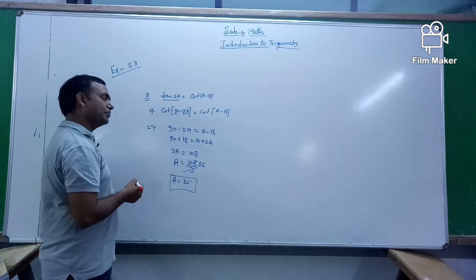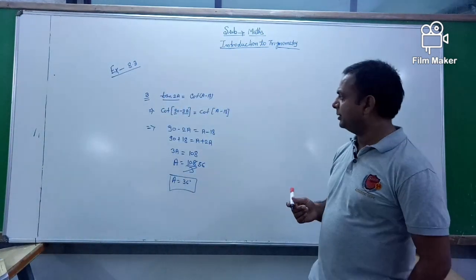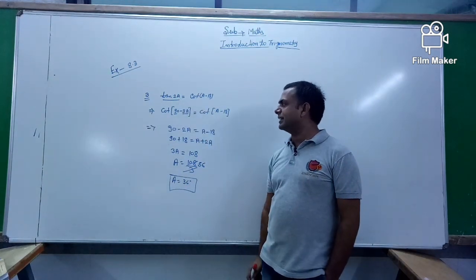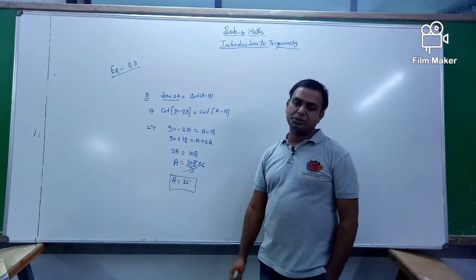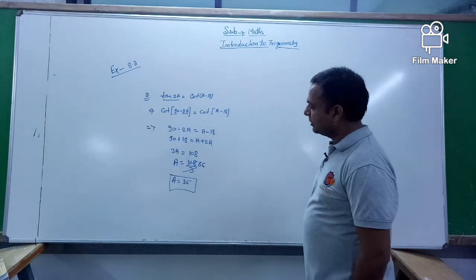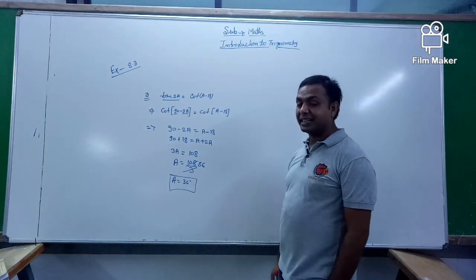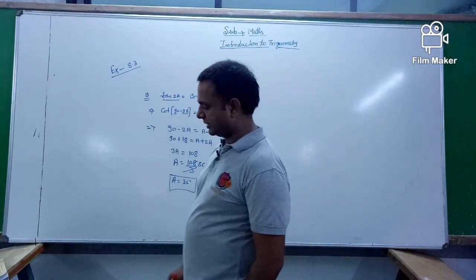It is also an important question for 1 mark. So all of you see carefully, because here tan 2a is equal to cot a minus 18. So here I apply the formula cot 90 minus 2a, because cot 90 minus theta is equal to tan theta. So this is equal to this. After comparing, we can solve that a is equal to 36 degrees, right?